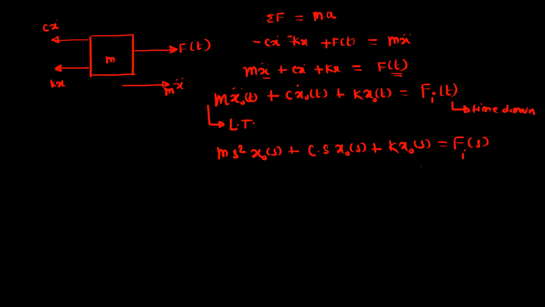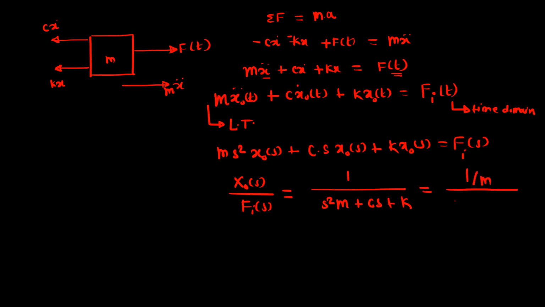Now we will write the transfer function. We will rearrange this equation, and we get output upon input, which is equal to 1 upon m s square plus c s plus k. So this is 1 by m upon s square plus c upon m into s plus k upon m. This transfer function is for the output displacement and the input force.